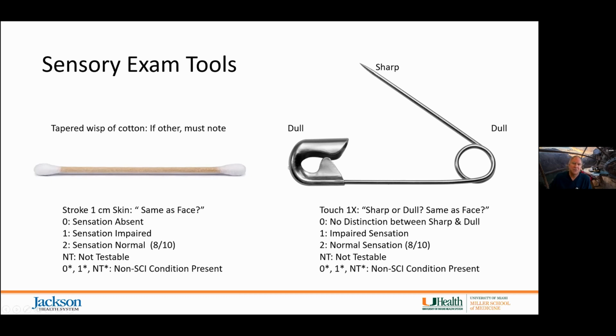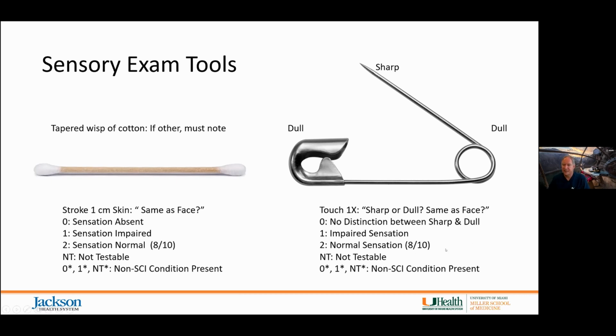The sharp-dull discrimination is done by using a safety pin. You touch them 1 time and ask them if it is sharp or dull. And if they say it's sharp, then you ask if it's the same as their face. 0 is no distinction between sharp and dull, so they can't really discriminate. So if they can feel you touch, but they can't discriminate sharp from dull, then it's still a 0. 1 is impaired, again, hypo or hypersensitive, and 2 is normal sensation, at least 80% of the time.